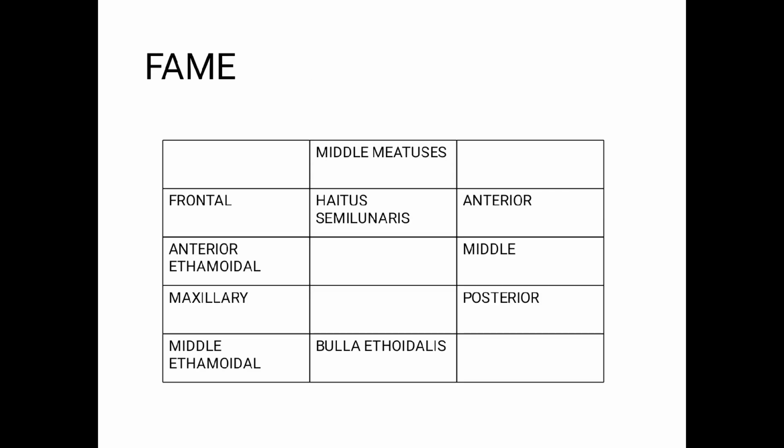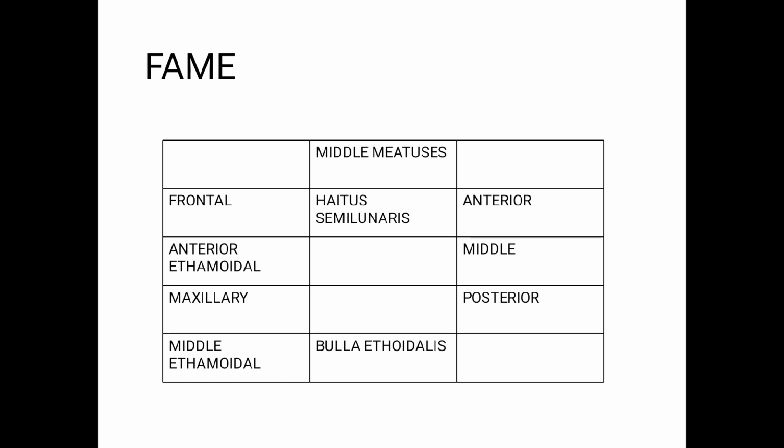Now, for me to explain, the middle meatus has different parts. It has the hiatus semilunaris and the bulla ethmoidalis. It has different parts, and these parts have special subparts. For example, the hiatus semilunaris has the anterior part, the middle part, and the posterior part. And these paranasal air sinuses drain into specific parts of the middle meatus, and I'll be showing you how you can remember the one that drains into a particular part.